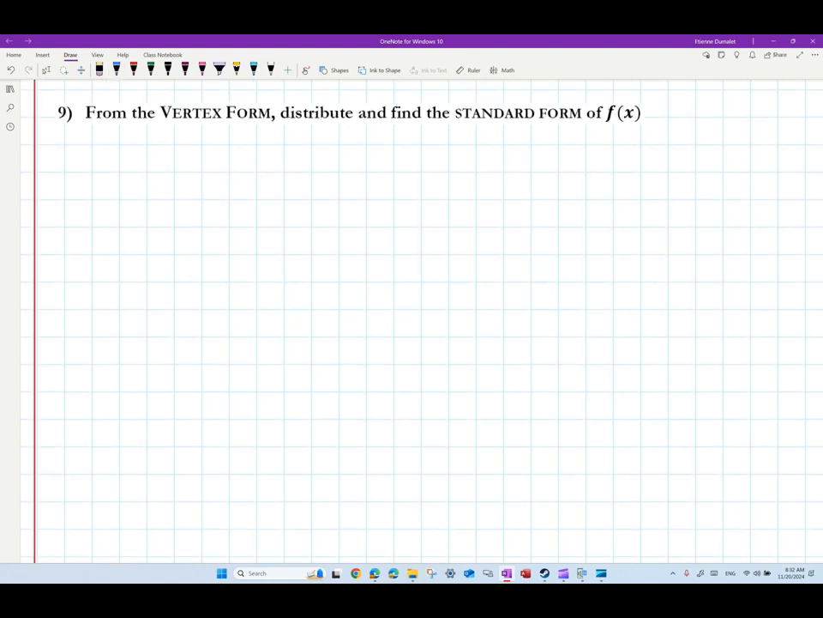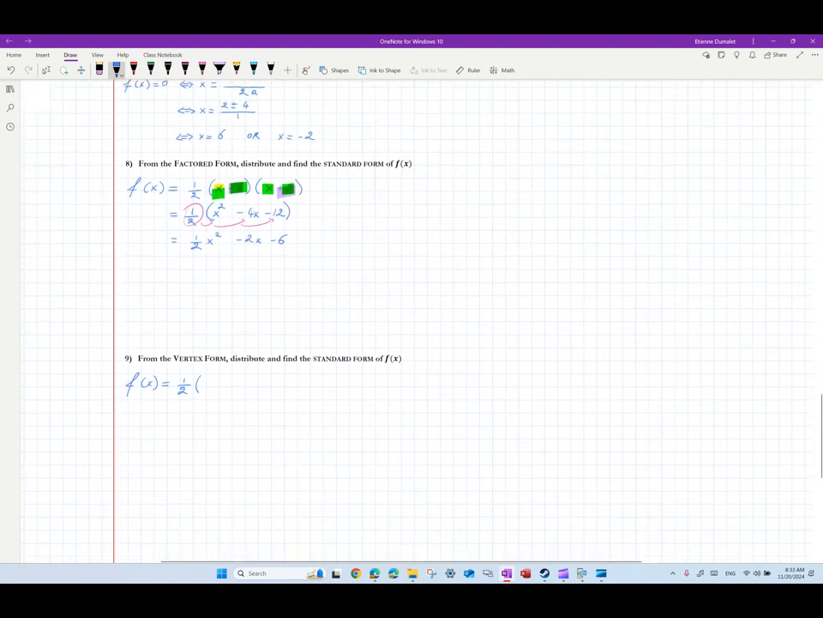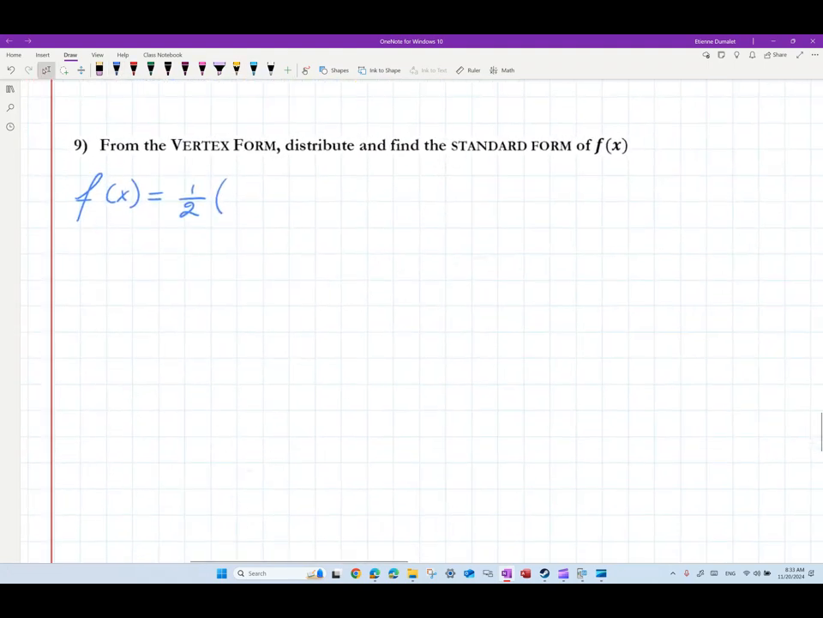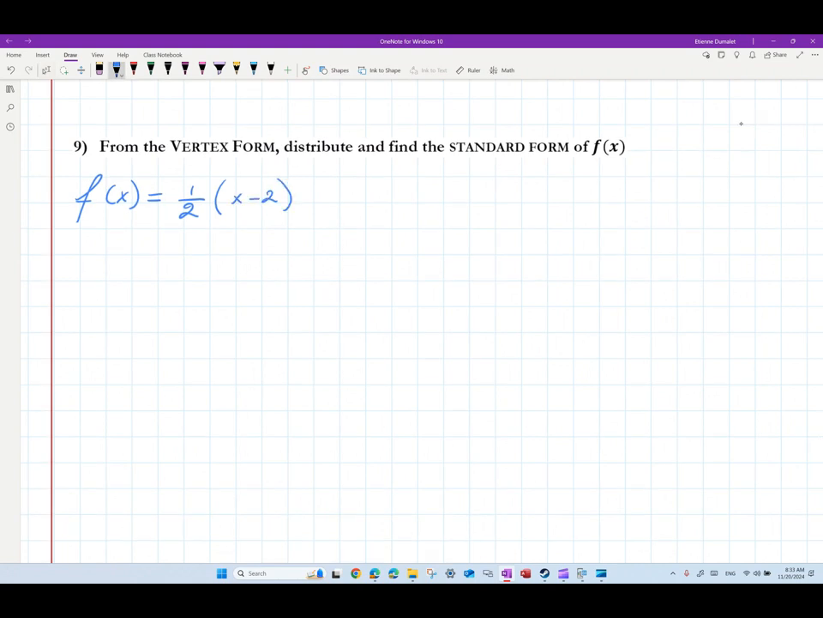From the vertex form, which is f of x equals 1/2 times x plus 2, I think, or x minus 2. x minus 2 squared minus 8. First, I'm going to distribute, or rather apply the square using the perfect square trinomial. So I am undoing the completing the square that I did previously.